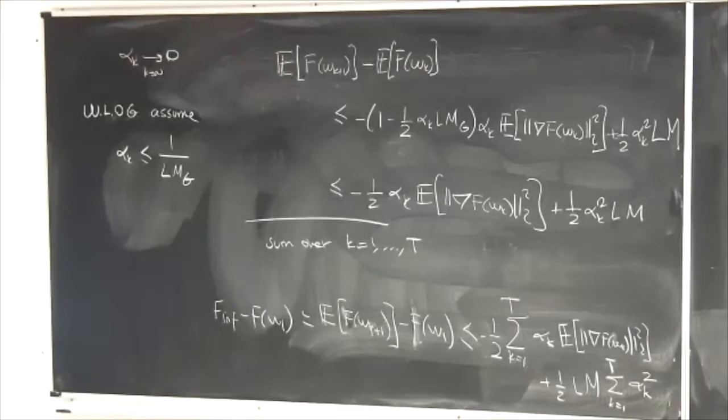So if we rearrange this, then we have the sum for k goes from 1 to T of the expected value of the gradients squared is smaller than or equal to 2 times (f of omega 1 minus f inf) over alpha, plus M L over 2 times the sum of alpha k squared.